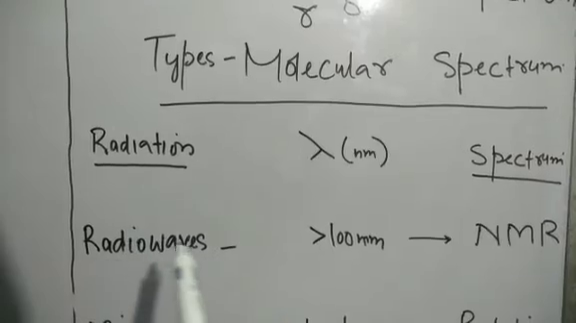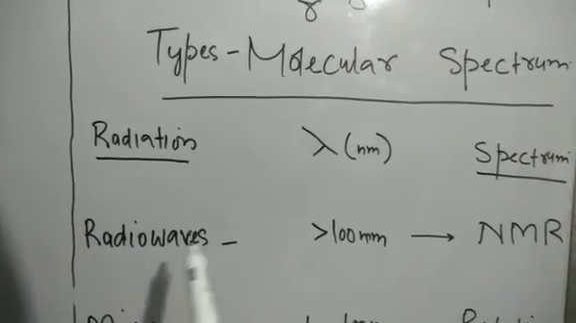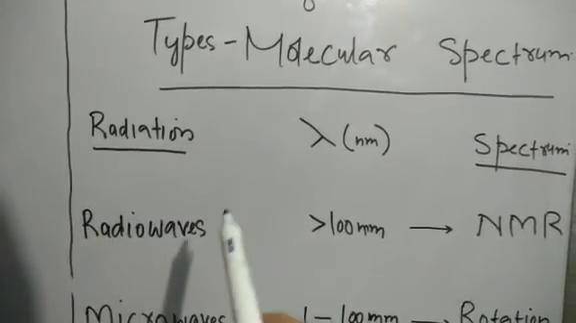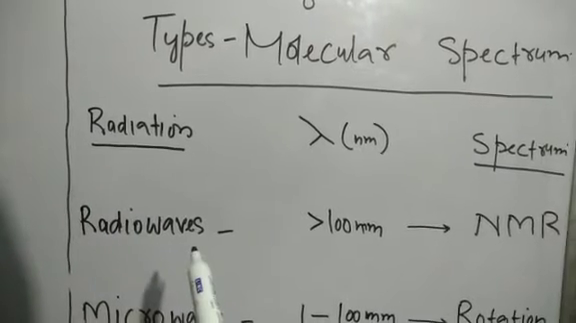Now number one, radio waves. Fine. Now this is in our electromagnetic spectrum. This is the high wavelength wave, which is low energetic. So this is a high wavelength wave, or it is a low energetic wave.